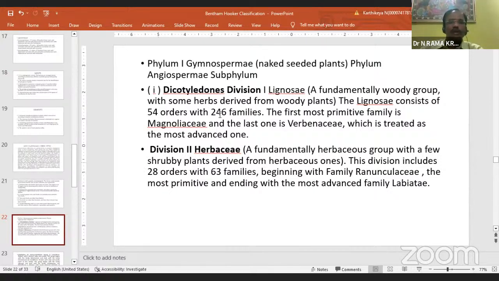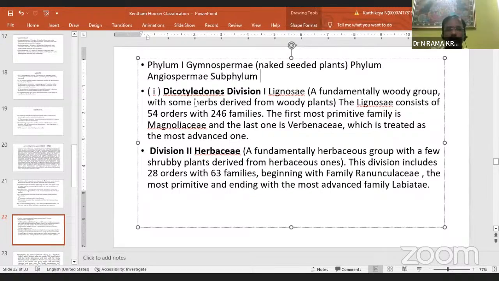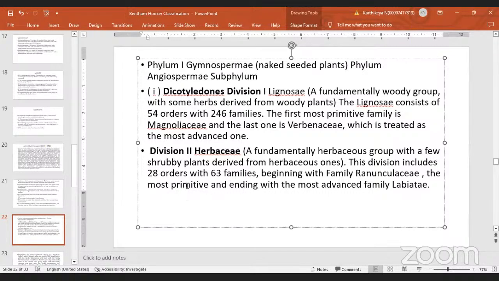Here I am showing one slide. Here only three phyla are there, which one is of Hutchinson? What is the first one? Gymnosperms. The second one is Angiosperms. What is the first one? Dicotyledons. The second one is Herbaceae. That is enough.